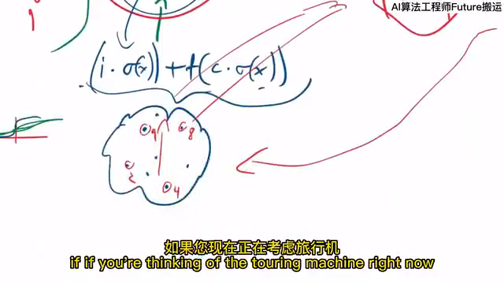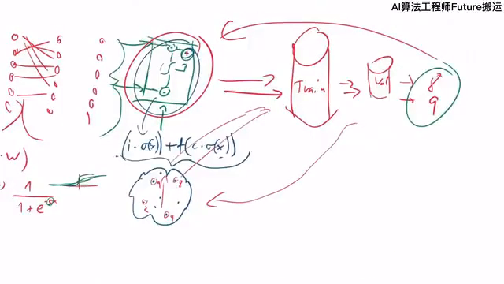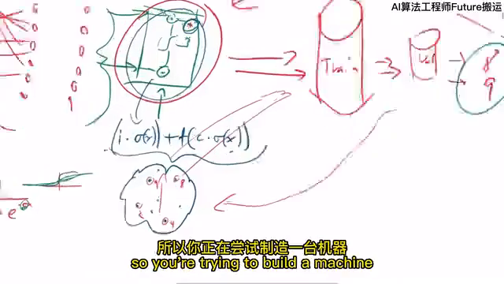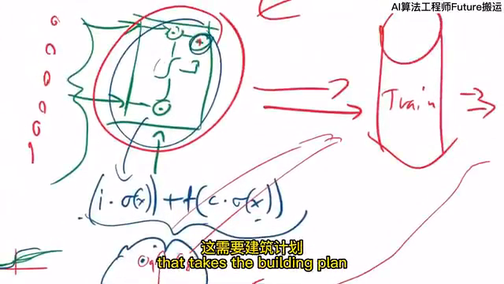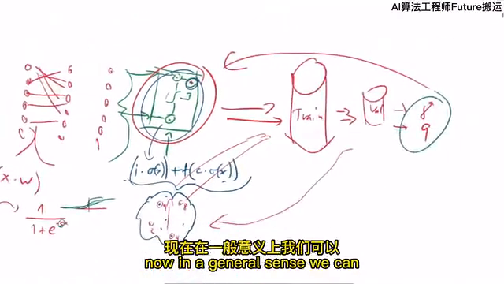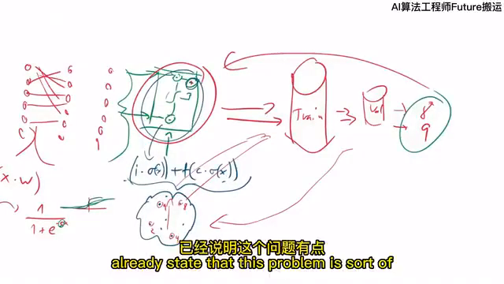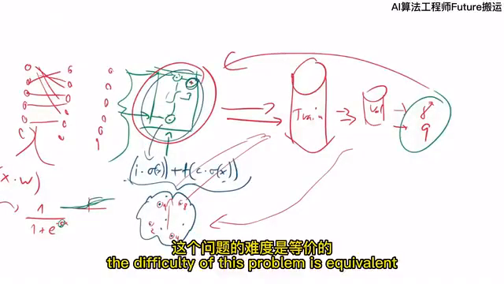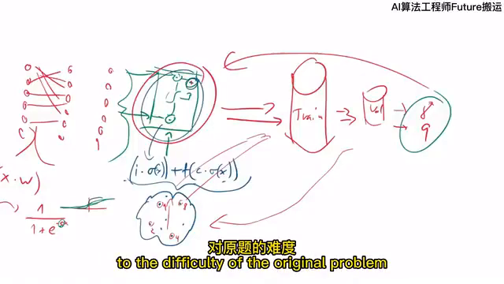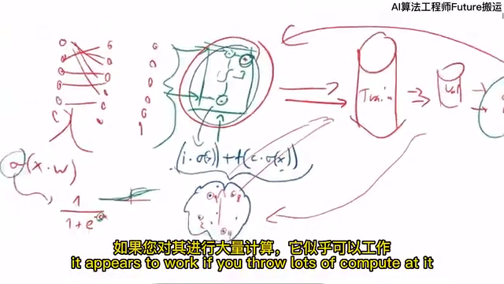If you're thinking of a Turing machine right now, I immediately thought of the halting problem, because it appears to be exactly that. You're trying to build a machine that takes the building plan of another machine and tries to predict its performance. Now, in a general sense, we can already state that the difficulty of this problem is equivalent to the difficulty of the original problem. So I'm not sure, but it appears to work if you throw lots of compute at it.